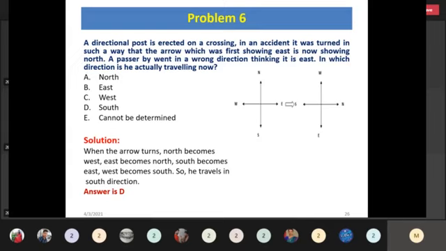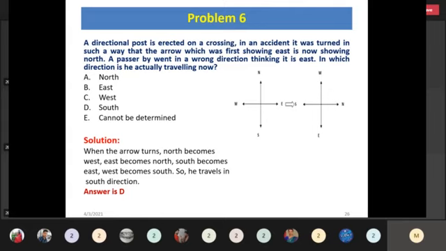A directional post is erected on a crossing. In an accident, it was turned in such a way that the arrow which was first showing east is now showing north. A passerby went in a wrong direction thinking it is east. In which direction is he actually traveling now? Quite interesting. I'll read it out once again.